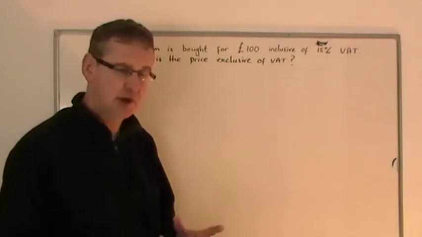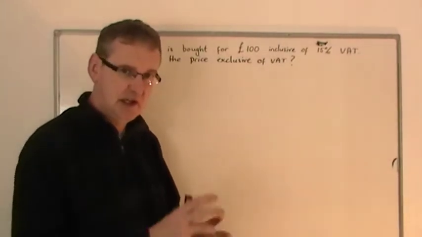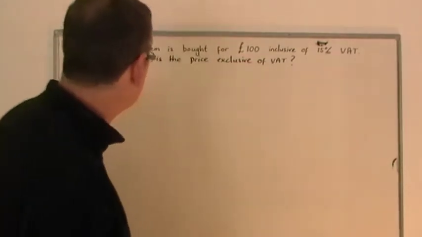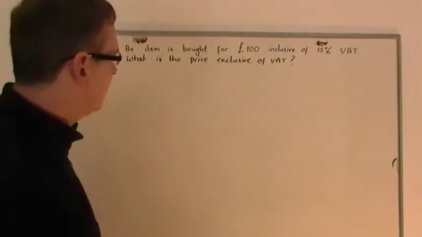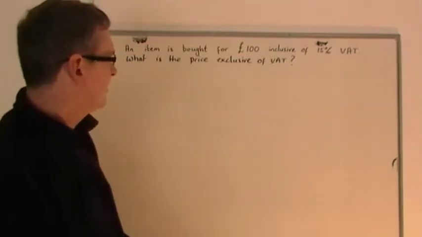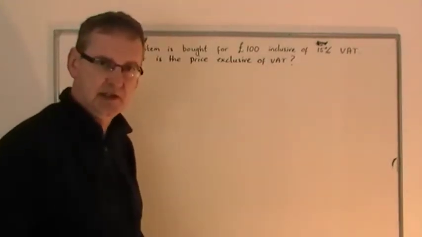So let's just have a look at this question and see if I can explain slowly to you what's going on and see if this makes sense. An item is bought for £100 inclusive of 15% VAT. What is the price exclusive of VAT?